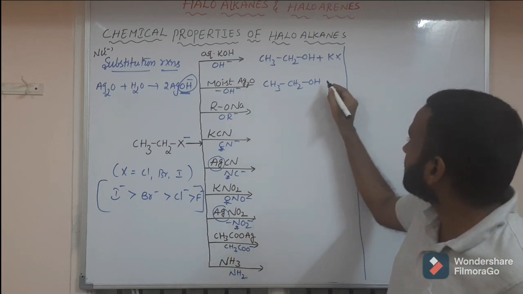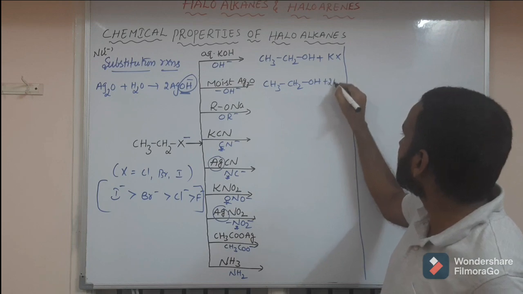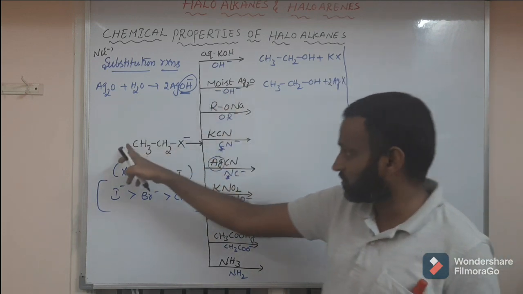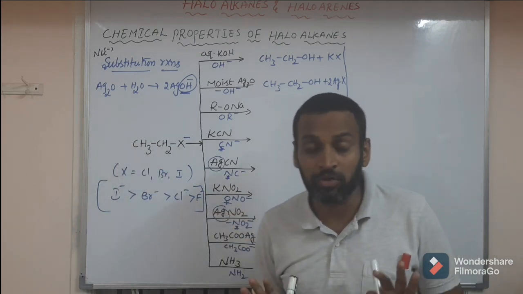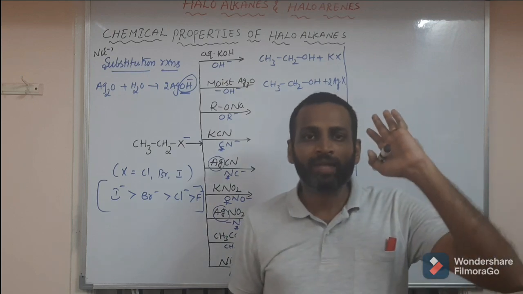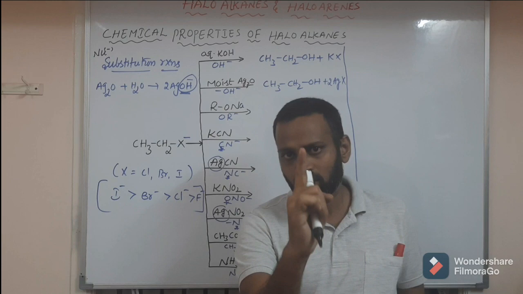So certainly what will be the remaining? AgX. So 2 moles of AgX you are having, since 2 moles of this we have taken. But my request, don't try to remember like that. See, when alkyl halide reacts with moist Ag2O, alcohol is the product.